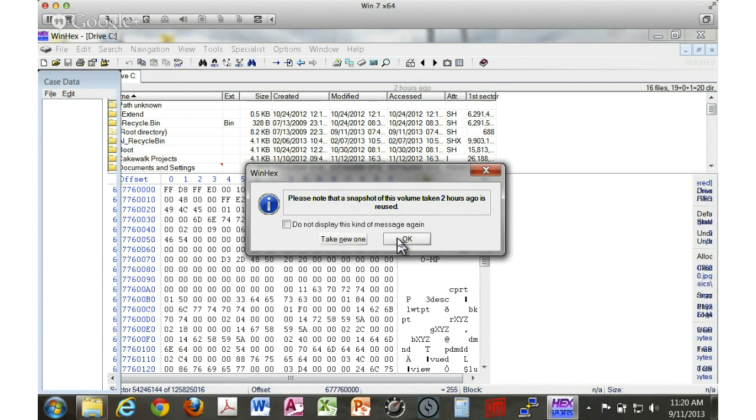Now you do need to document that this is the date and time that I'm taking the image, so you're recording every step, and you know, essentially under oath with a witness, that these are the steps you followed, and this is how you proceeded.